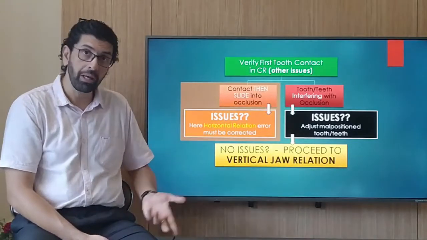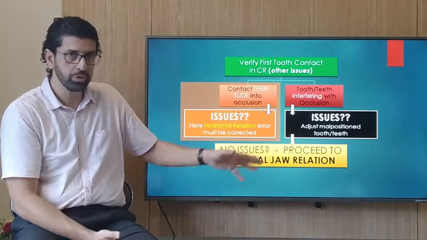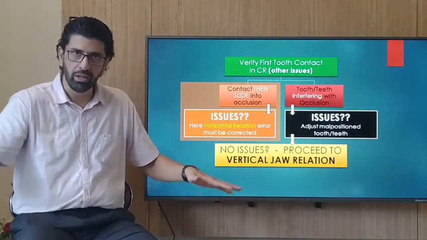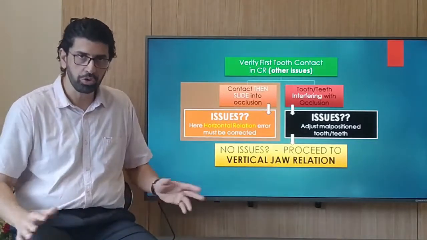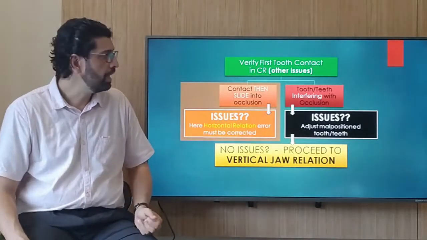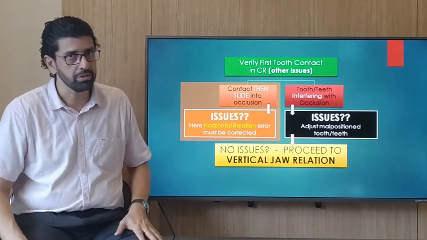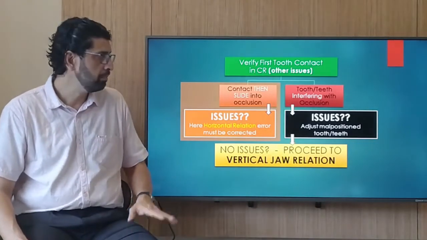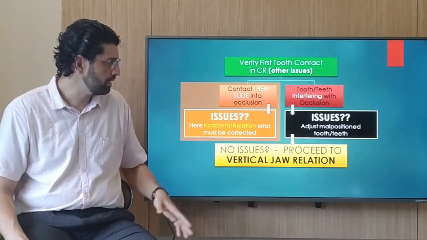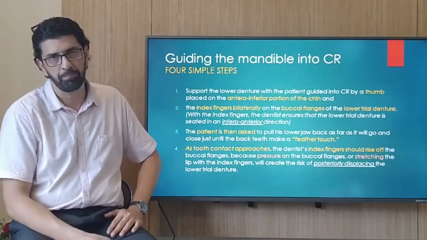But on the other hand, there can be another problem where you're trying to close and there's one tooth interfering in the occlusion, creating a kind of disparity in the occlusion all over. Identifying and correcting that would be a minor thing to do. Usually that should not happen if your articulation was right. But in case that has happened, you can always correct that. So if there are no issues, then you're going to proceed to the vertical jaw relation.